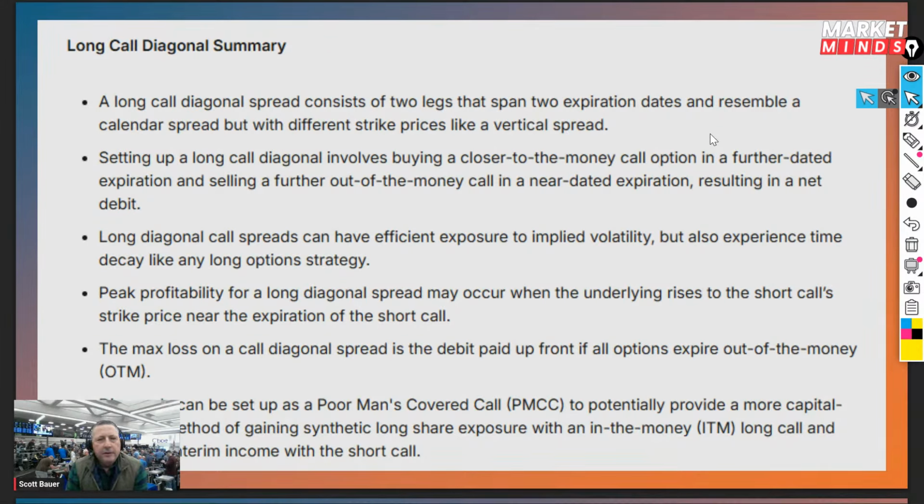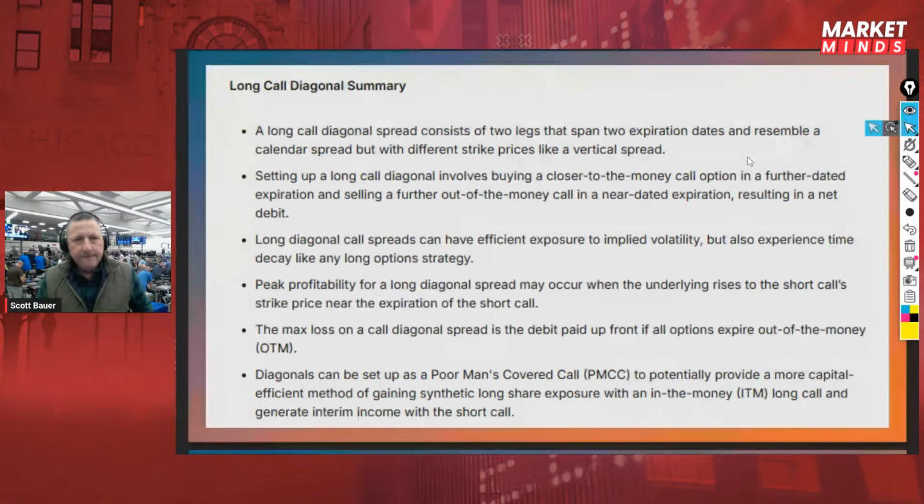Yeah, one option, the two options don't close at the same time. So what if the short option closes out of the money? So it's worthless and we're left with our long option, and then anything can happen. Okay, so good one on that.